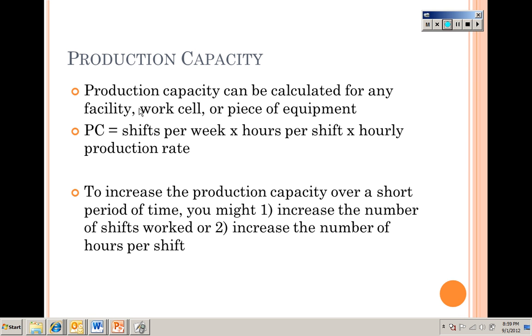Okay, so now let's talk about production capacity. Production capacity is something you can calculate for a facility, a work cell, or a piece of equipment, and we abbreviate it PC. It's the shifts per week times the hours per shift times the hourly production rate. If you need to increase the production capacity over a short period of time, you might increase the number of shifts worked, like add a Saturday if the facility's not normally running them, or you might increase the number of hours per shift.